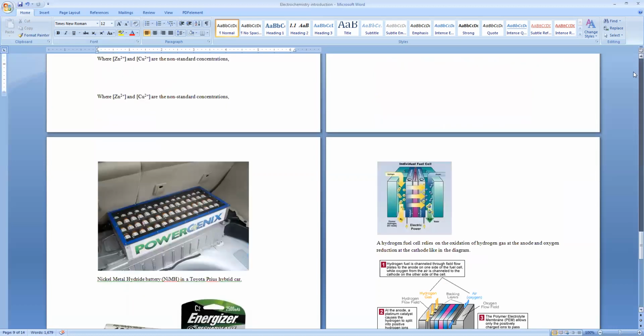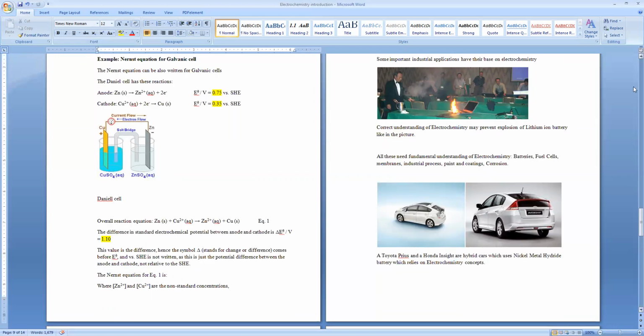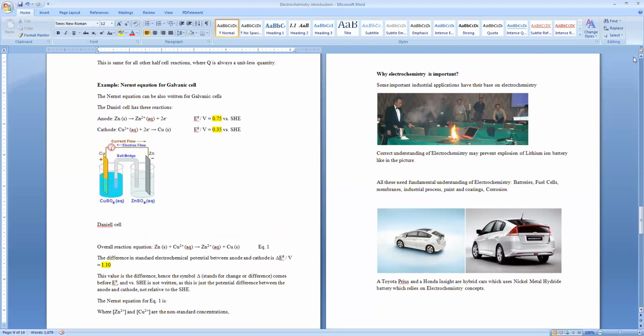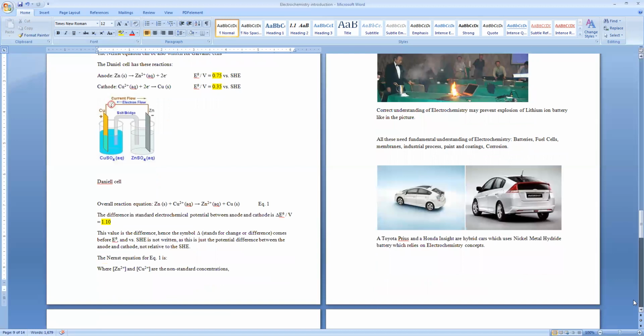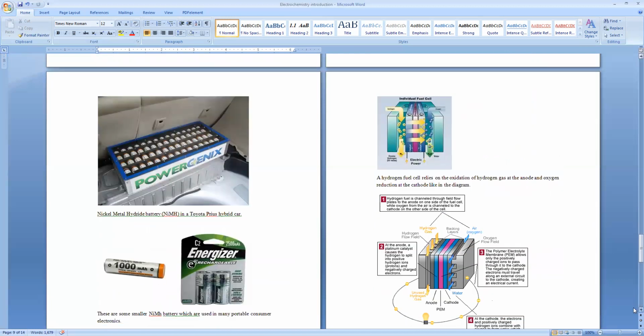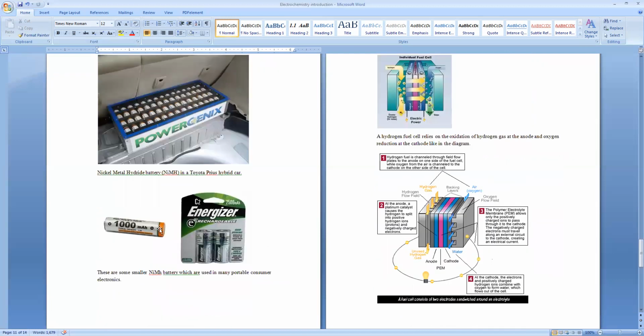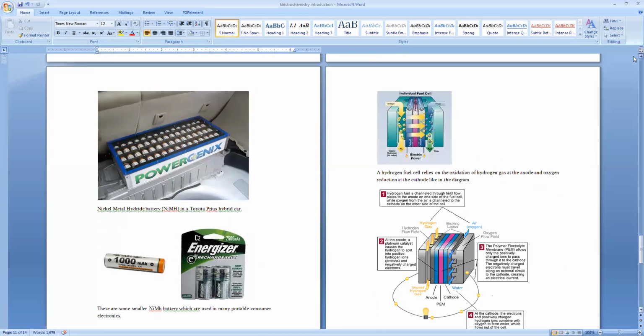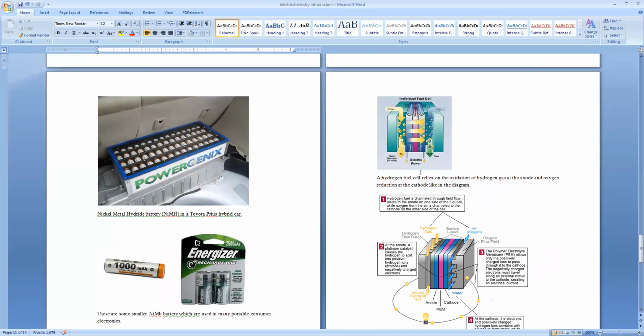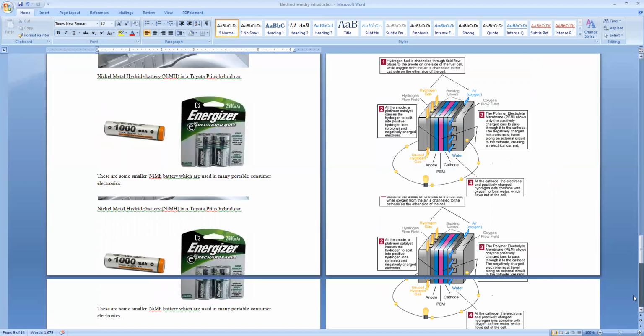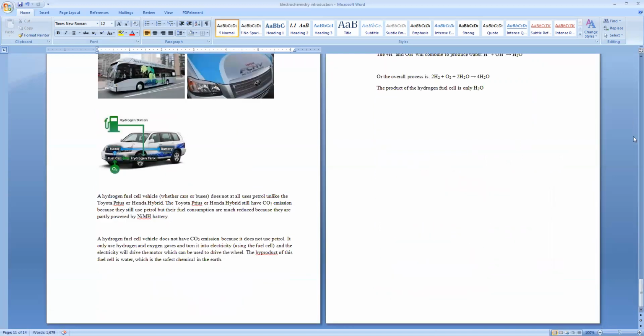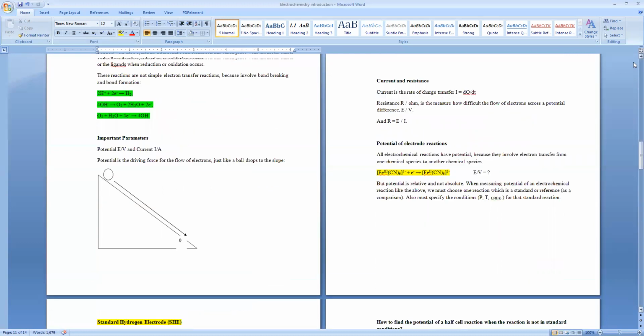So why is electrochemistry very important? Because electrochemistry is related to energy generation, for example batteries. This car here uses a battery, which is a nickel metal hydride battery. Also you have for example quantum batteries, and also hydrogen fuel cells. But there are differences between a fuel cell and a battery, which we'll see later.